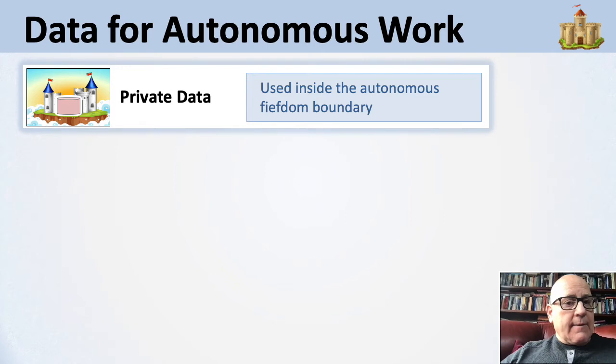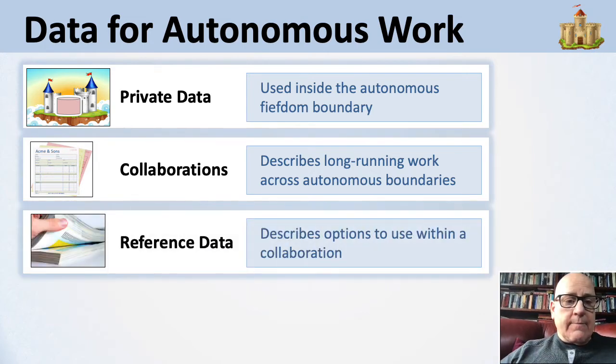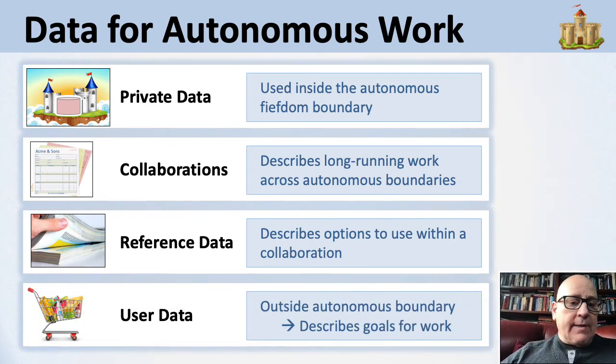So what's the data for autonomous work? There's private data used inside the autonomous fiefdom boundary. There's collaborations, which is the sequence of messages and the individual messages that describe the long-running work across boundaries. There's reference data. It has options that you can use within the collaboration that you're doing work with. And finally, there's user data, which runs outside, but it is the local goals of the outsider as it prepares the sequence of messages in the collaboration to get work done.